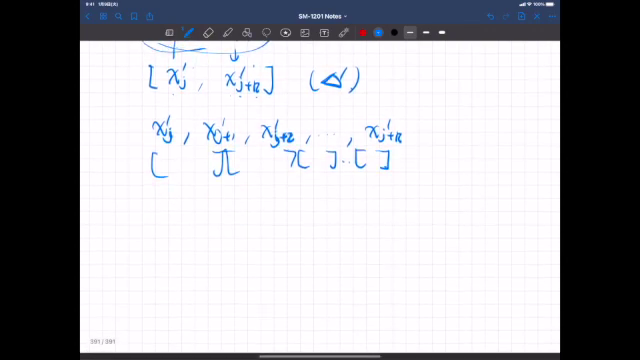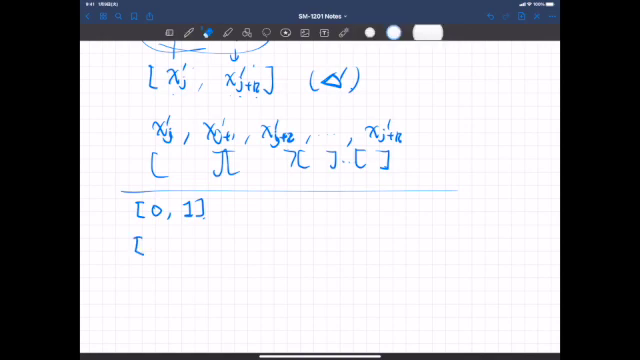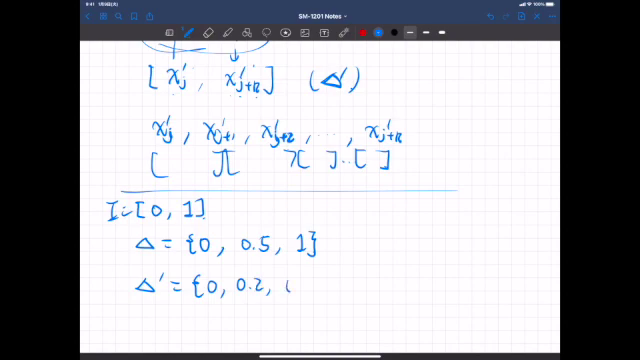Let's see a more concrete example of refinement. So suppose we have an interval between 0 and 1. Let's say delta is a partition of this interval. So for example 0, 0.5 and 1. This is a partition of this interval. Let's call it I. And let's say delta prime is 0, 0.2, 0.5, 0.7, 0.9, and 1. This delta prime is a refinement of delta. So this 0 corresponds to this 0, 0.5 corresponds to this 0.5, 1 is 1. But there are additional points like this, and this.